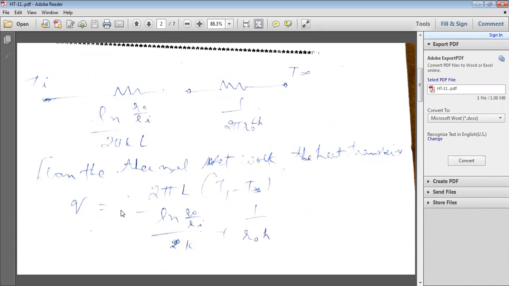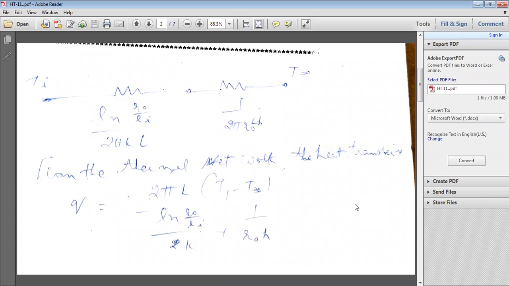Heat transfer rate Q, in this critical thickness of insulation, is equal to 2 pi L into Ti minus T free stream, whole divided by Ln RO by Ri divided by 2K, plus 1 by ROH. This is the heat transfer rate equation.